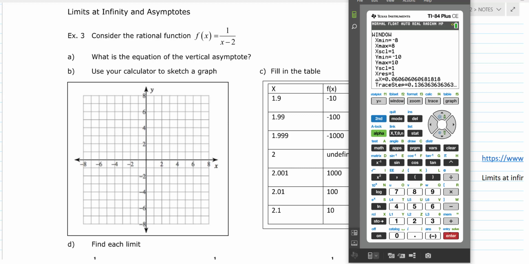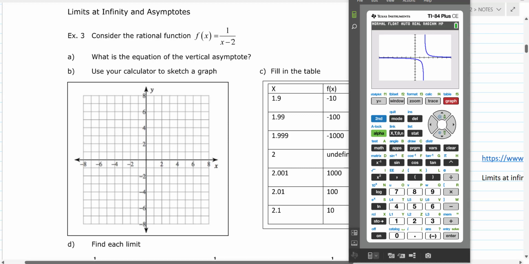Okay, I'll just set this window up like it is, or you can do a standard window, negative 8 to 8, and then the y's are also going negative 8 to 8, like my graph is doing. And then I'll graph that, and then we're going to just draw a few things. So first of all, what is the vertical asymptote? Well, figure out what makes the denominator 0. The vertical asymptote is x equals 2.